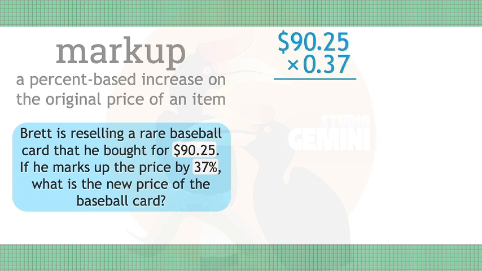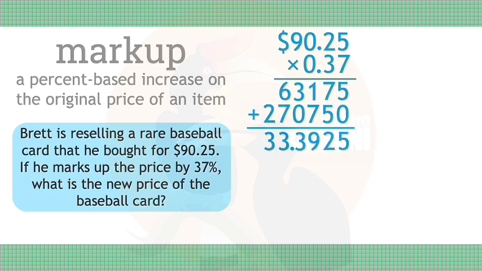$90.25 times 0.37 is 33.3925. Just like with the last example, we need to round this amount to the hundredths place because we're dealing with money. 33.3925 rounds to $33.39, since there's a 2 in the thousandths place. Brett is marking up the price of the baseball card by $33.39.